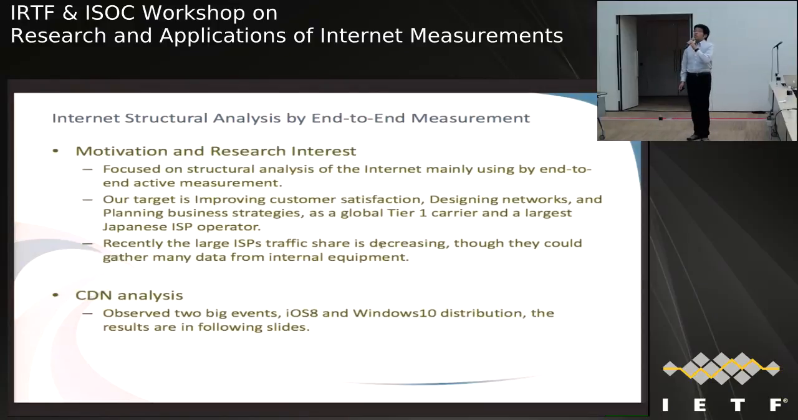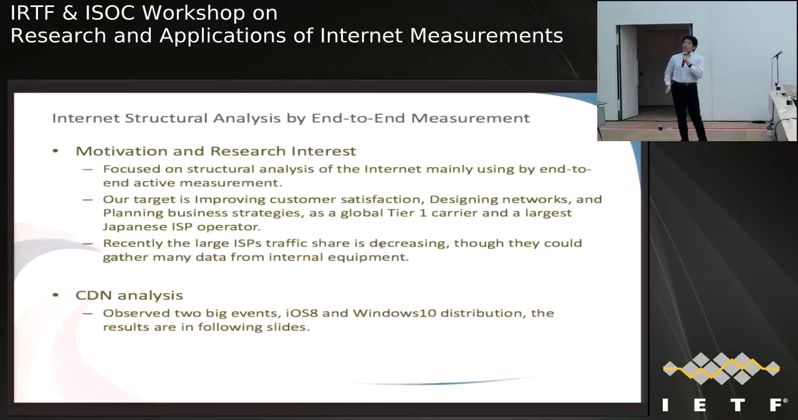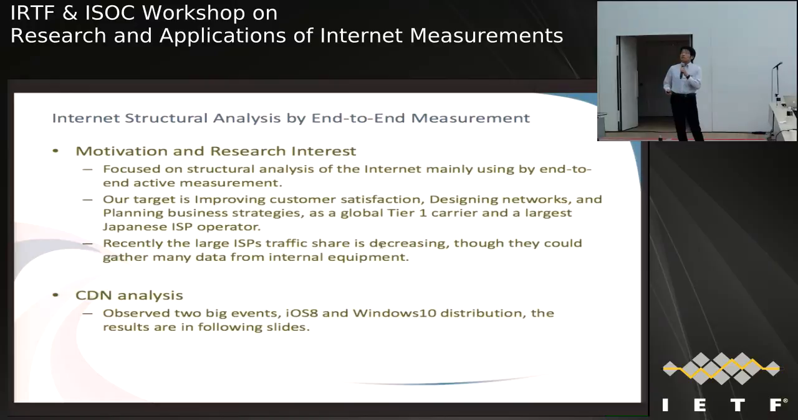My research motivation is focused on structural analysis of the internet using end user probes and active measurement. Because we have some internal traffic measurement data and BGP routing information, but we cannot predict content providers' behavior. It is very difficult to predict, especially in hypergiants. So I will show you the CDN analysis for iOS 8 update and Windows 10 update.